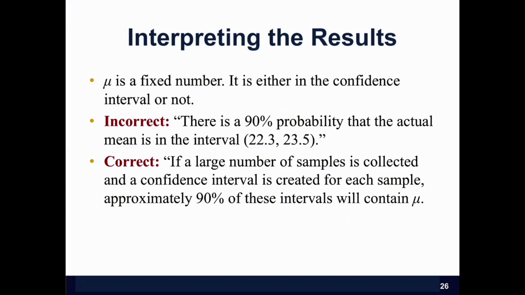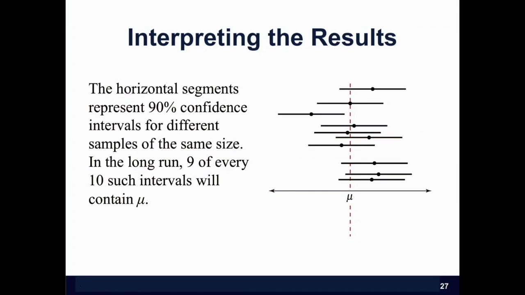Okay, an incorrect way to say this would be there is a 90% probability that the actual mean is in the interval, and then we say the interval. But rather, if we produce several intervals with different point estimates and the same margin of error, then 90% of those intervals will contain the population mean. Okay, with this we finish the third video for section 6.1.